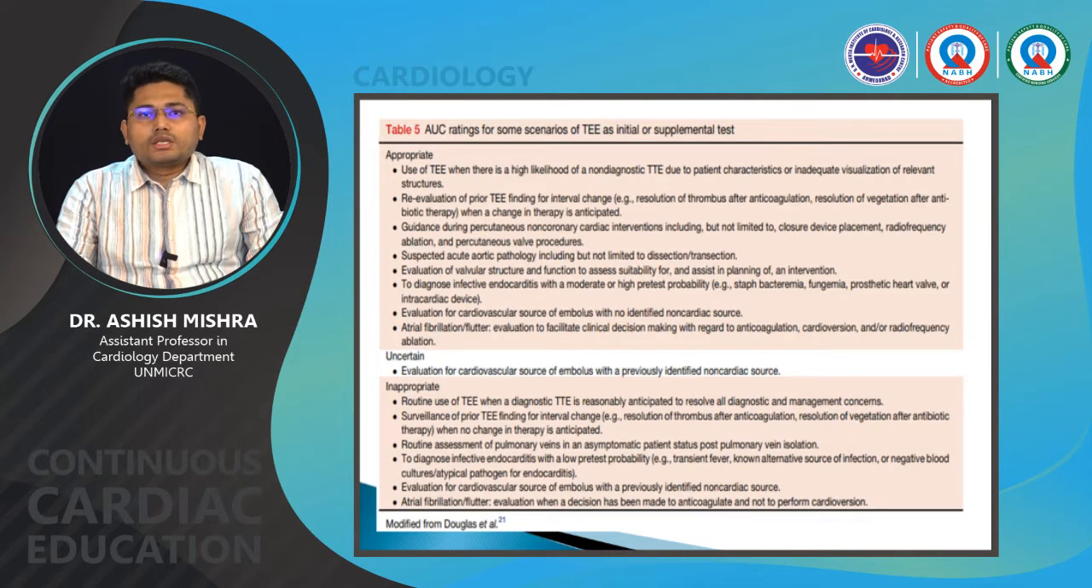So as per the AUC ratings given by ASE, these are the appropriate to use guideline indications, and particularly the indications which I would like to highlight here are suspected acute aortic pathology, but not limited to dissection or transection, evaluation of valvular structure and function to assess suitability for and assist in planning of an intervention, to diagnose infective endocarditis with a moderate or high pretest probability, evaluation for cardiovascular source of embolus with no defined non-cardiac source, and also atrial fibrillation or flutter for evaluation to facilitate clinical decision making with regards to anticoagulation, cardioversion, and radiofrequency ablation.